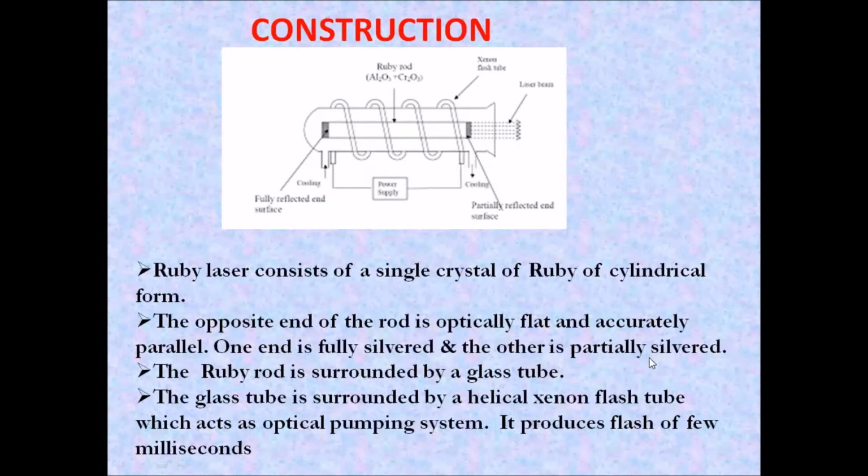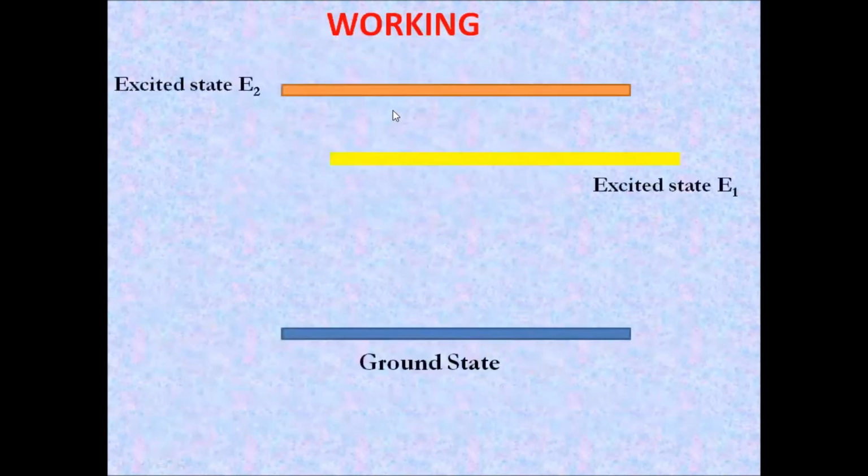Now, if we see the working, this ruby laser uses a three-level pumping scheme. That is, it has three energy states: the ground state and two energy states, E1 and E2. Here, the excited state E1 is a metastable state. The mean life of the metastable state E1 is about 10 to the power 5 times the mean life of the excited state E2.